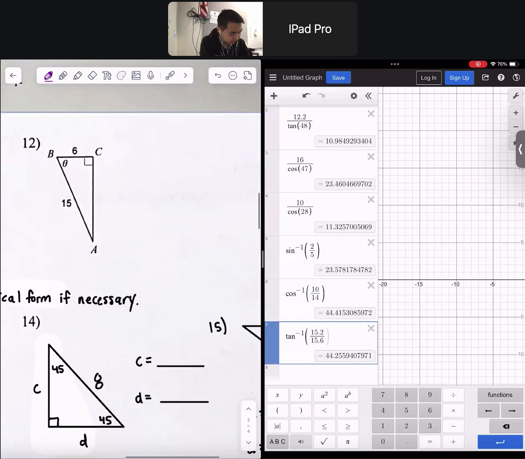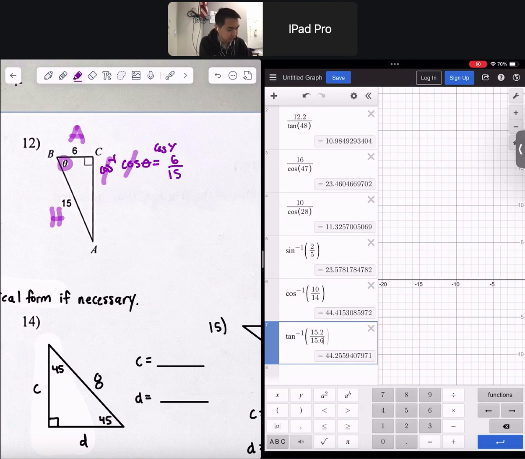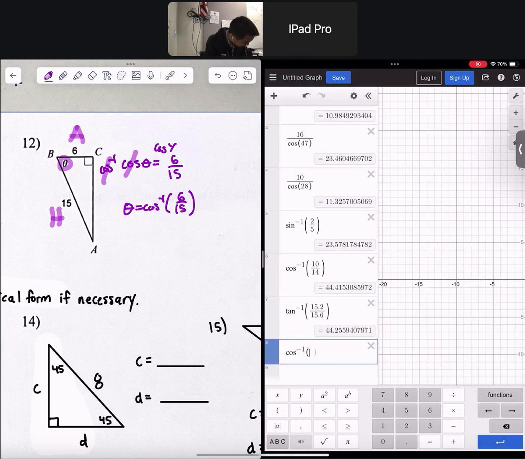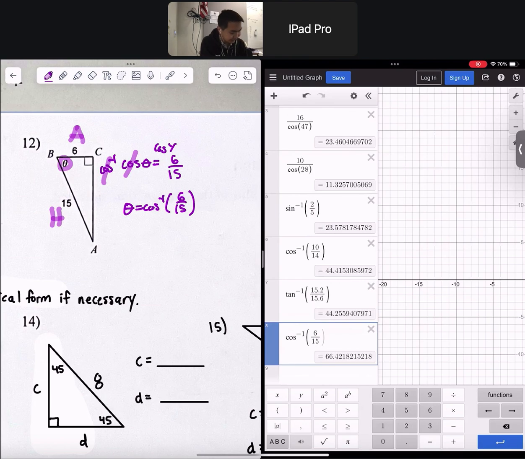number 12. So we have this angle perspective, yeah? This is the adjacent, right next to it, and this is the hypotenuse, right? So that is cosine. So adjacent over hypotenuse, and to solve for theta, we need to do the cosine inverse to both sides. Theta equals cosine inverse of 6 over 15. Put this in our lovely decimals calculator. Cosine inverse of 6 divided by 15, and you get, rounded to the nearest tenth, 66.4 degrees. Okay?